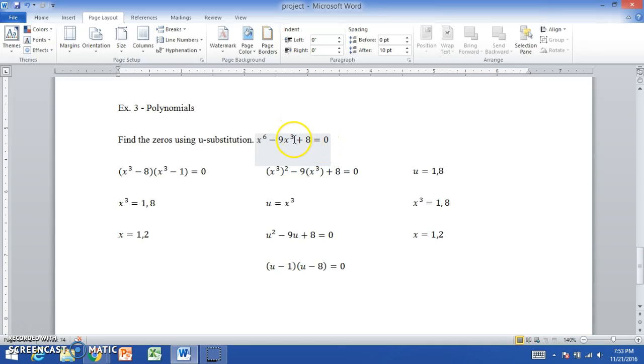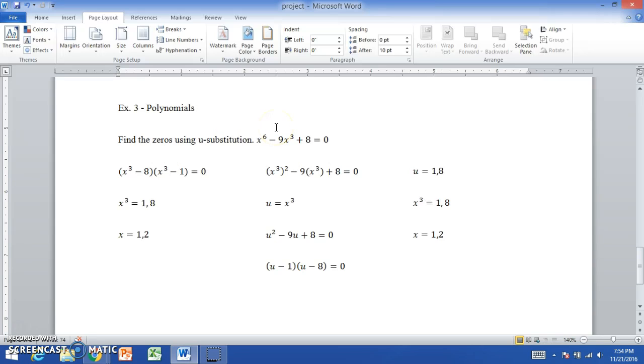Well, let's take a look if we just directly found the zeros. You can factor it into x cubed minus 8 times x cubed minus 1 equals 0, and then you set x cubed equal to 1 and 8, and then find the cube root of these two values, and you would get x equals 1 and 2. Well, this method helps you find it by directly finding the zeros. Now let's try using u substitution here.